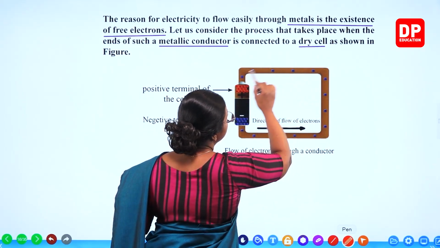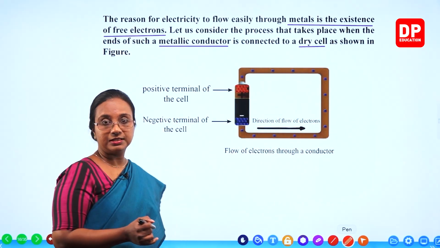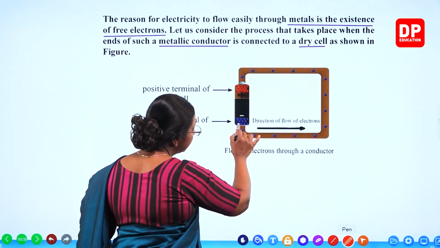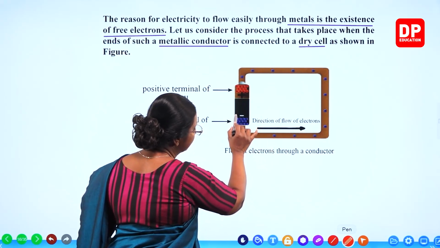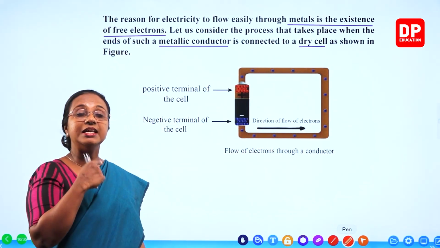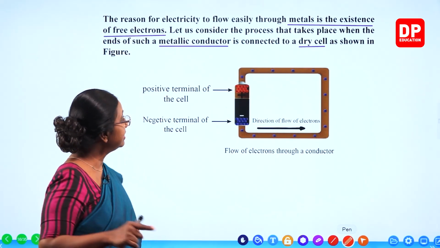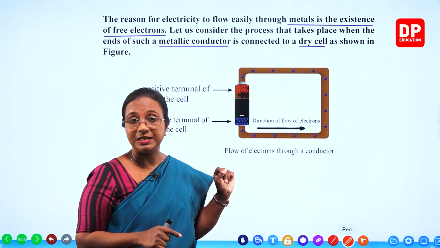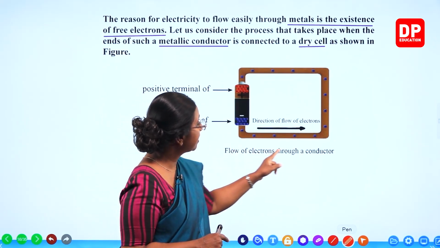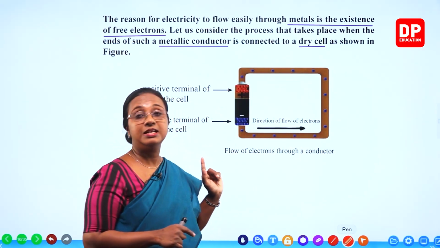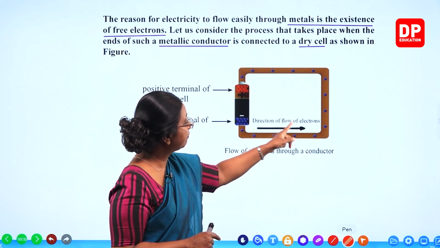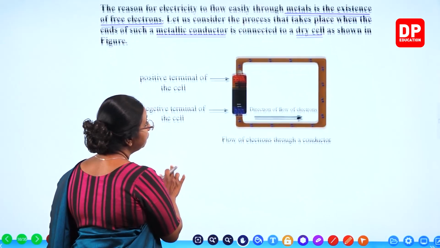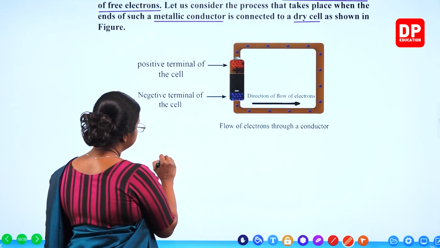Now there are free electrons in this conductor. What will happen is, because the negative end is connected here, the electrons will start to push each other in a certain direction. At the same time, electrons will get attracted to the positive terminal there. So they will start flowing in this direction. Direction of flow of electrons.